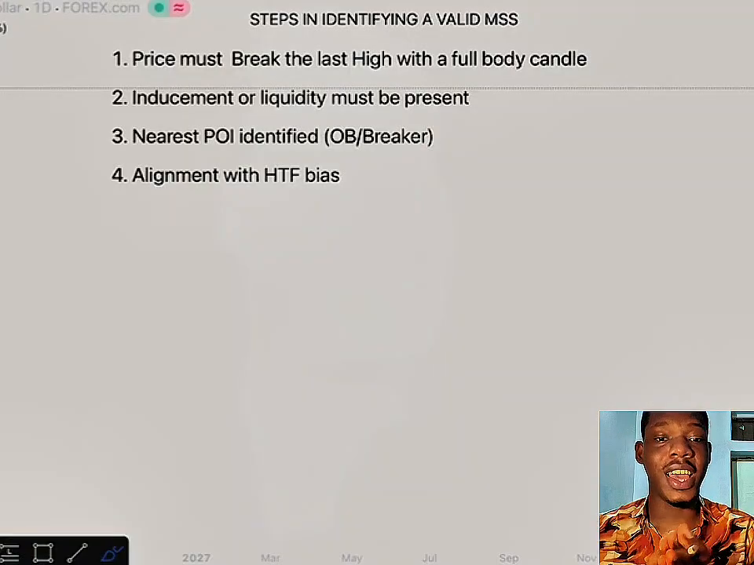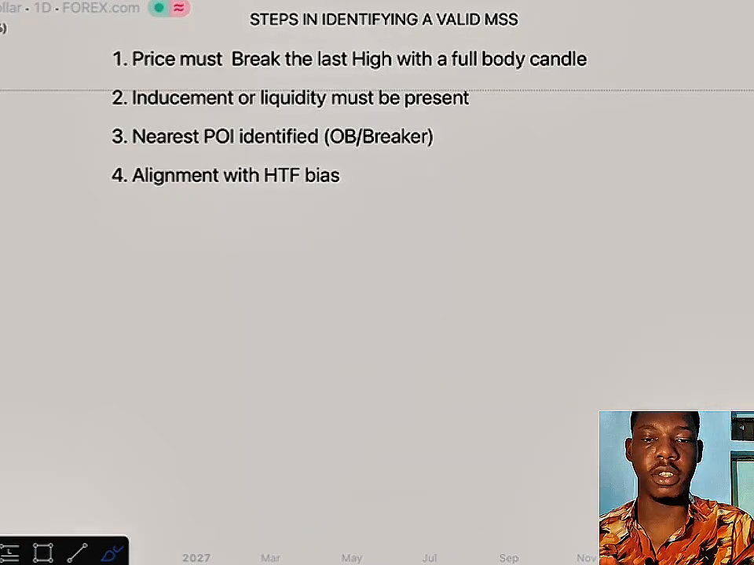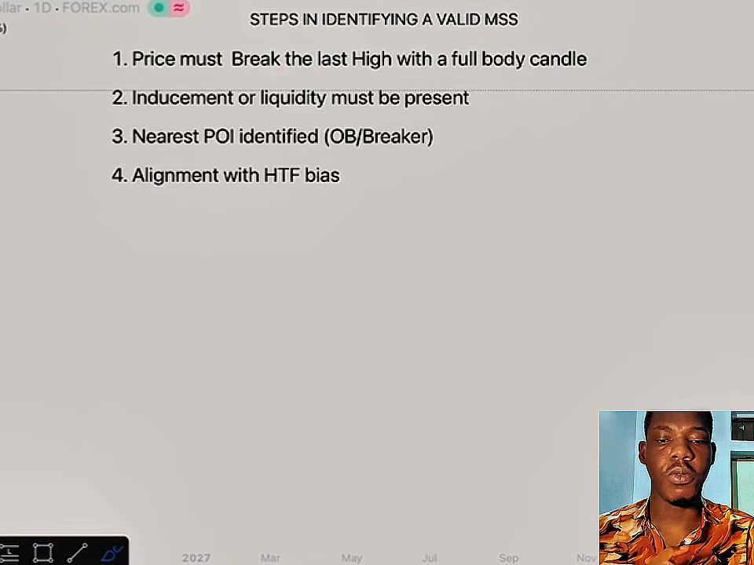So now let's do a quick recap. For an uptrend, when price takes out the recent higher low, it is forming a market structure shift. But for a downtrend, price has to take out the recent lower high. So here are the steps in identifying a valid market structure shift.